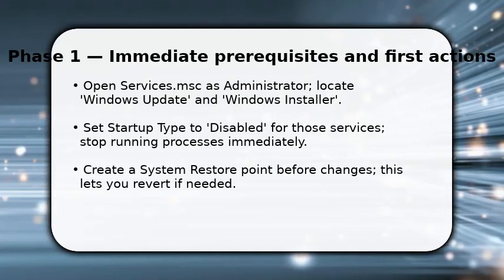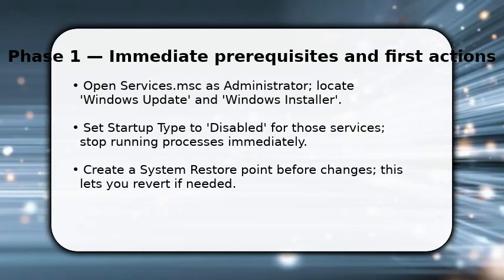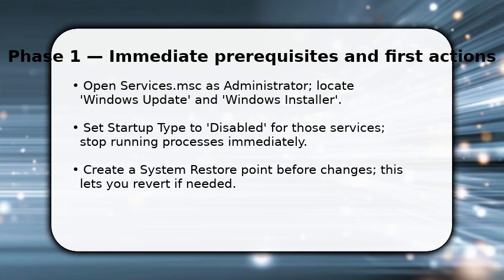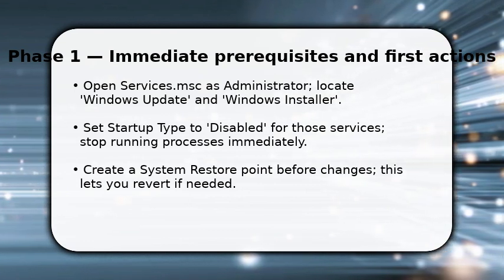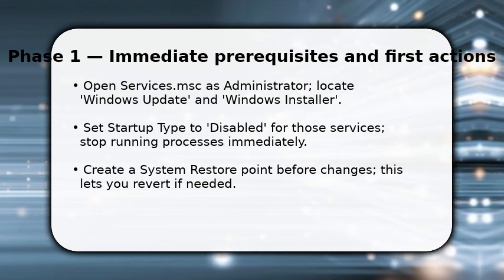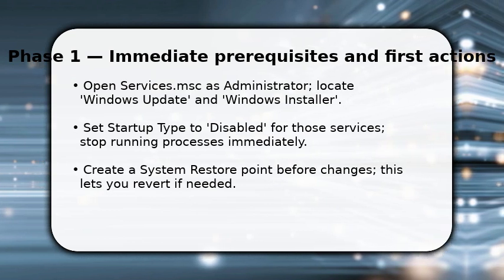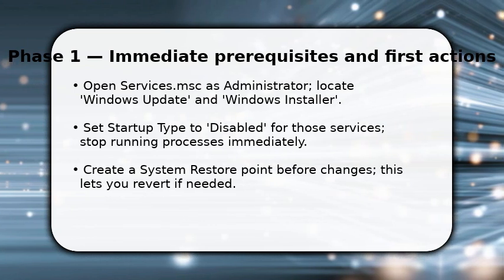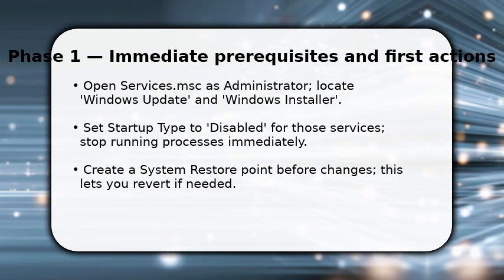You start by taking control of the services that trigger updates. Open services.msc as administrator and find Windows Update and related update services. Stop each service now. Once stopped, change the startup type to disabled so they won't restart after a reboot. Make a system restore point before altering settings so you can roll back if something fails.